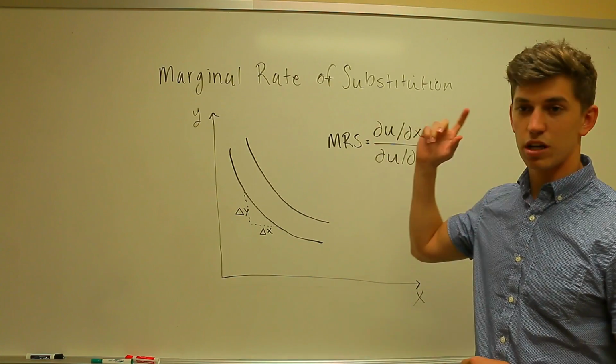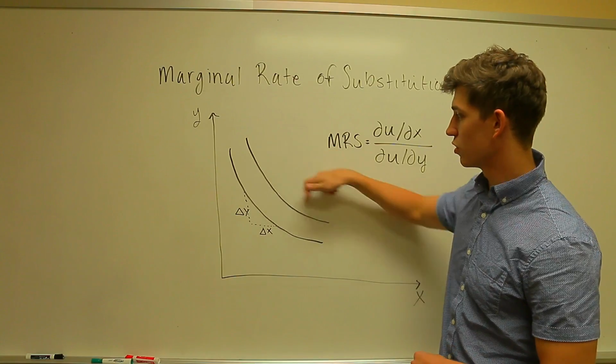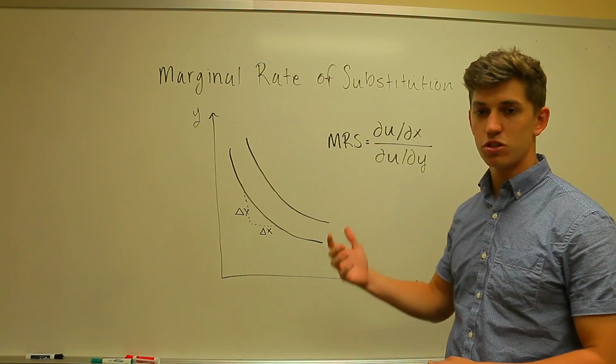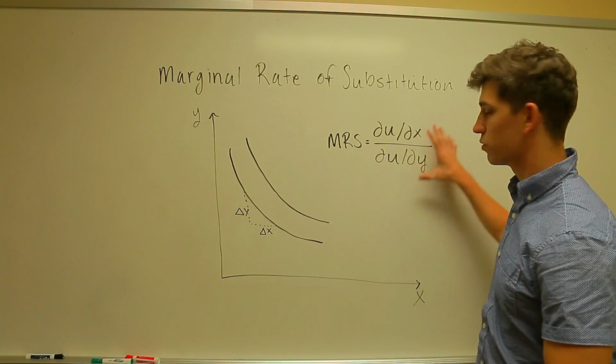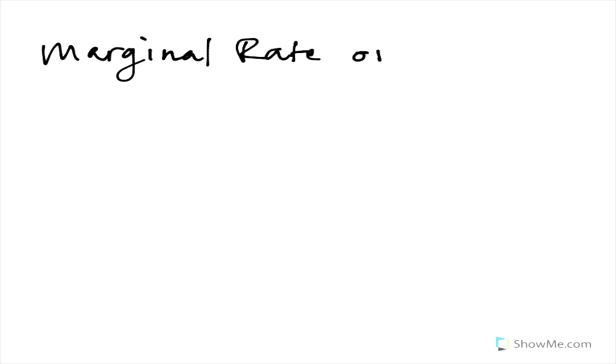But anyway, today we're going to talk about the marginal rate of substitution. The marginal rate of substitution is just the slope of an indifference curve. And the marginal rate of substitution can be calculated using this formula here, which I'll explain in a second. Okay, so we're going to continue our discussion about the marginal rate of substitution. Sometimes it's called the MRS.